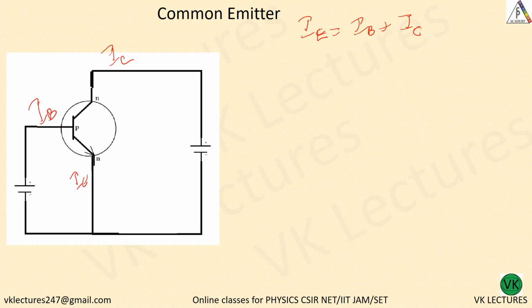Now since it is common base, we can write VBB, and emitter is common to both input and output, and this particular value is VCC. Now the same application you can use. IC is equal to alpha times IE plus IC naught. We will neglect this value; IC naught can be neglected.